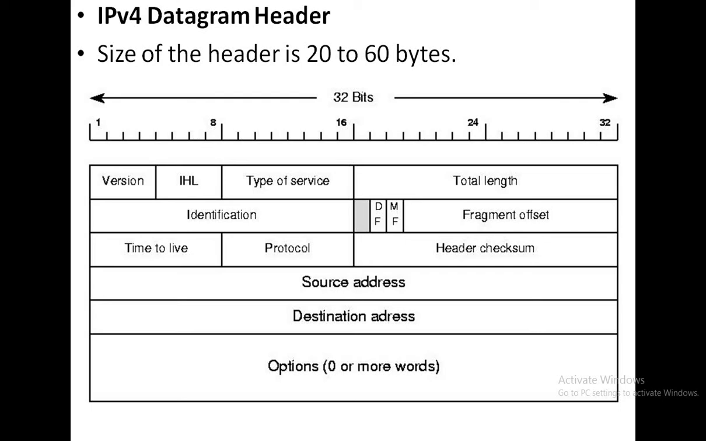The IP datagram header has as its first part the version. So what does the version define? It defines which version of IP is used, that is IPv4 or IPv6. It is shown by the version.